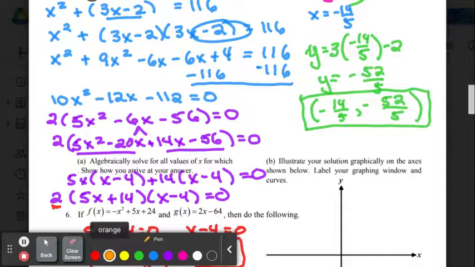I'll go orange with this one. So we have y equals 3x minus 2, and I'm just going to be a little bit lazy here and plug the 4 in like that. So 3 times 4 is 12, 12 minus 2, y equals 10. So here we have the point (4, 10).